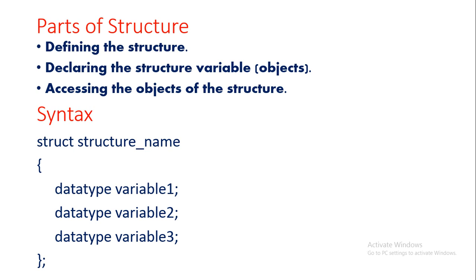Here in the parts of structure, defining the structure is struct, structure name. Declaring the structure variable is here: data type, variable 1, variable 2, variable 3. These are the structure variables we are declaring. And then accessing the objects of the structure. How are we going to access the objects of the structure? That's what we are going to see now.